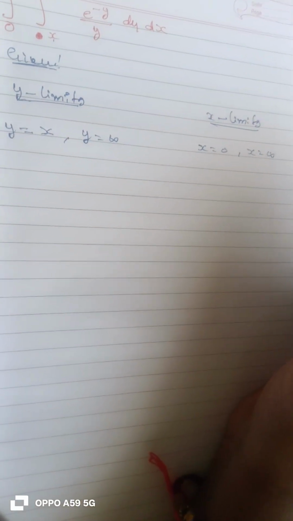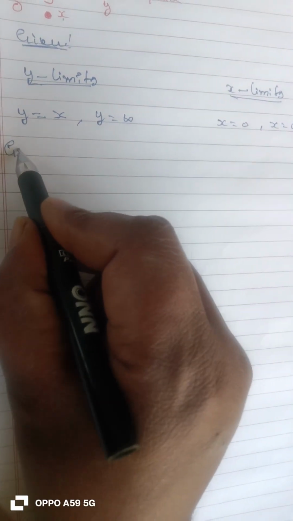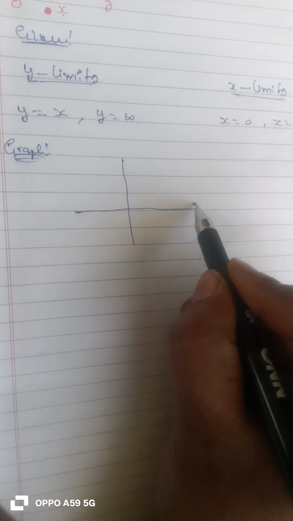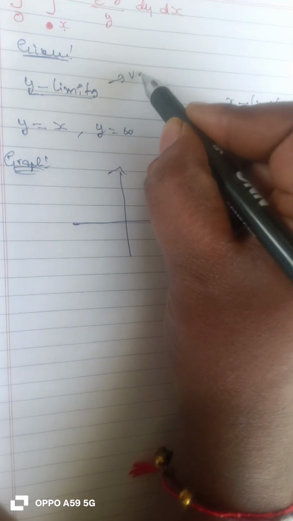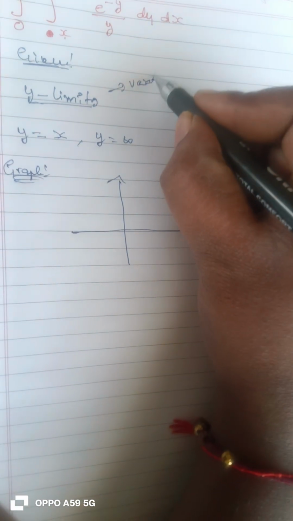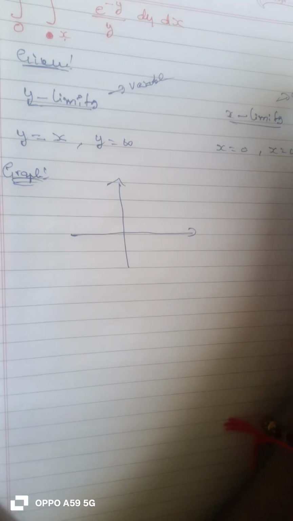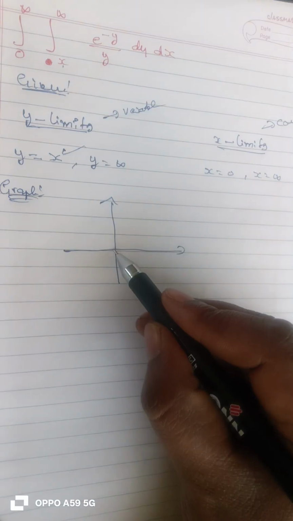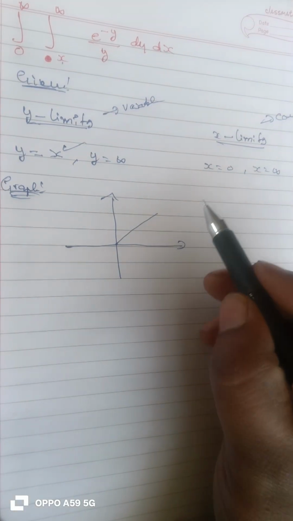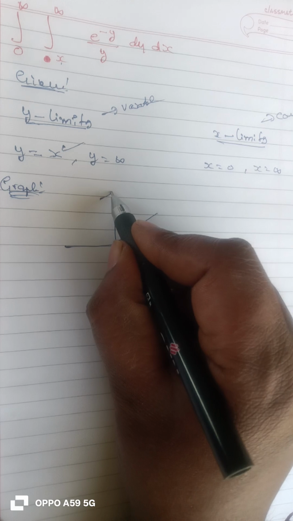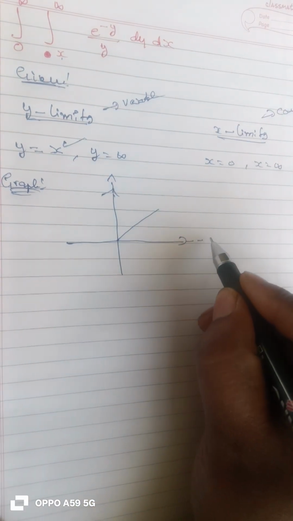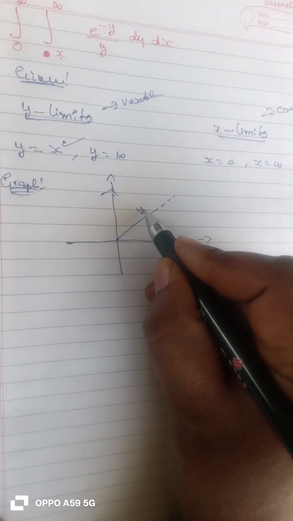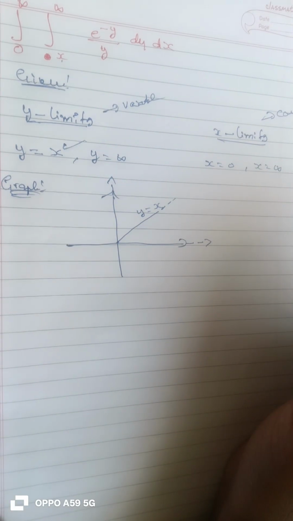For this, if you try to draw the graph, it will be their graph for this. So this is the variable limit, this is the constant limit. So y is equal to x means straight line. Y is equal to infinity means keep on it will go. This also infinity means keep on it will go. So this is y is equal to x, also it will keep on.